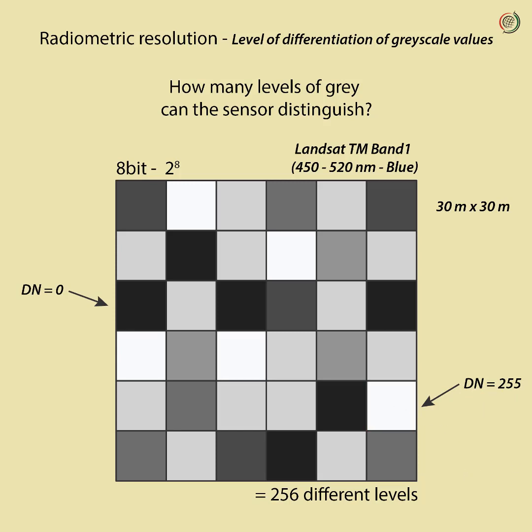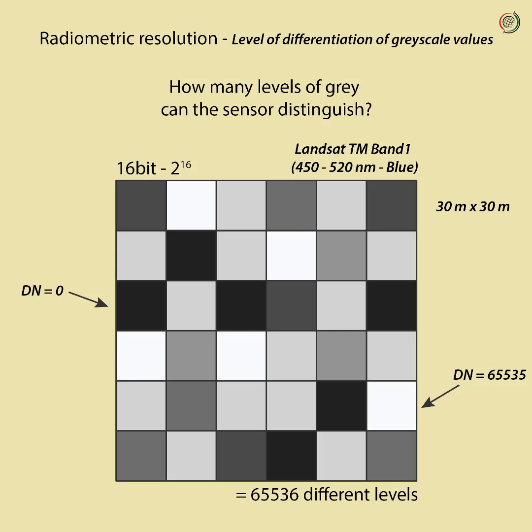If we repeat that example, but this time with a 16-bit image, we can see that there are 65,536 different levels of gray, because 2 to the power of 16 is 65,536. That means that the sensor can differentiate between 65,536 levels of gray, black being DN of 0, and white being a DN of 65,535. That's quite a lot of levels.